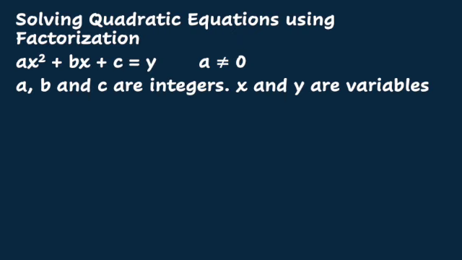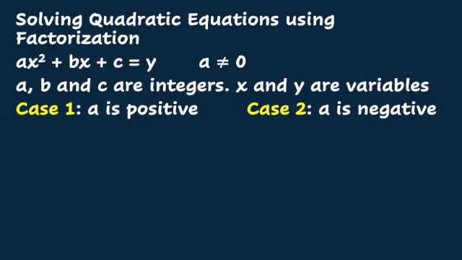Any equation that can be written as ax squared plus bx plus c equal to y. This is the general form of the equation, because in a quadratic equation the highest power of x has to be 2. So this is applicable here. This is the general form of a quadratic equation, and the condition is that the coefficient of x squared cannot be 0, so a is not equal to 0. In this equation, a, b, c are integers and x and y are variables.